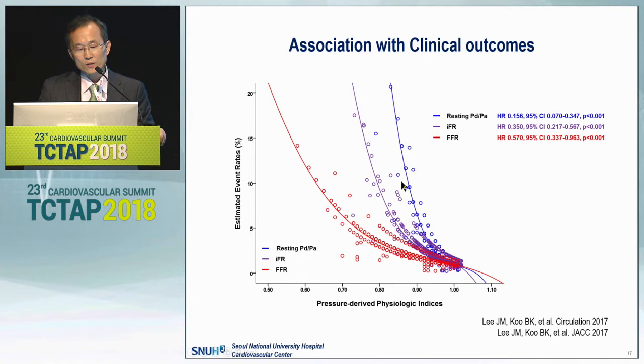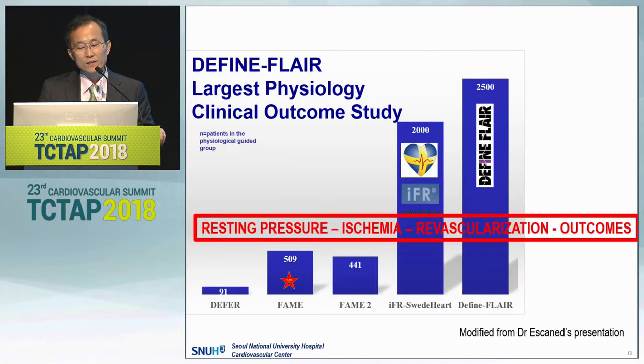Here is the association of the estimated event rates and the value of resting Pd/Pa, IFR, and FFR. As you can see here, all these three resting and hyperemic indices have a significant association with risk. So no matter whether it's resting Pd/Pa, IFR, or FFR, when the value is low, event rate risk is higher. And we already have these two big randomized studies which proved the non-inferiority of the IFR-guided strategy compared to the FFR-guided strategy. So I can say we have enough evidence.